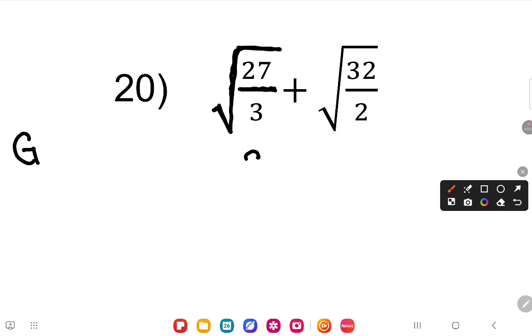27 divided by 3 is 9. Now it's just the square root of 9 in that grouping. And of course, I'm going to save my addition till the very last. And 32 divided by 2 is 16. I have the square root of 16. So same thing. I worked inside the grouping doing the division.